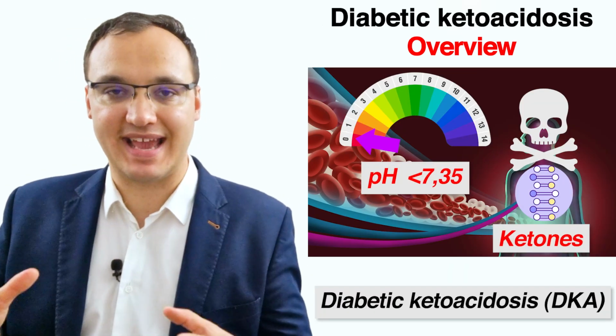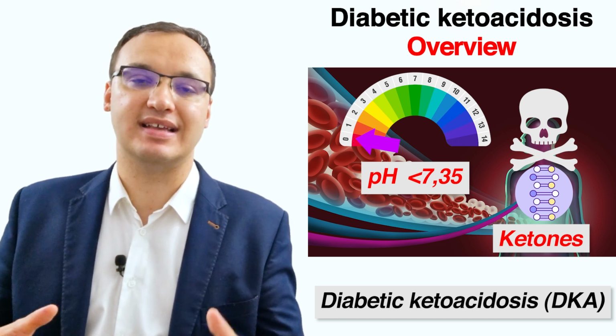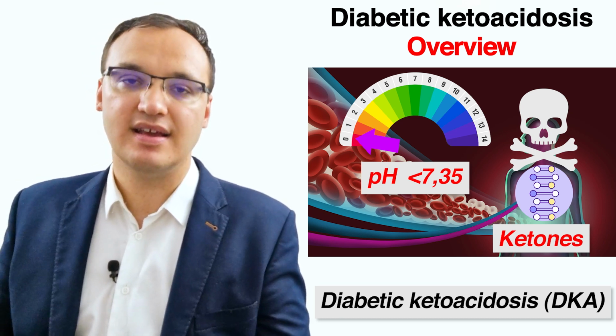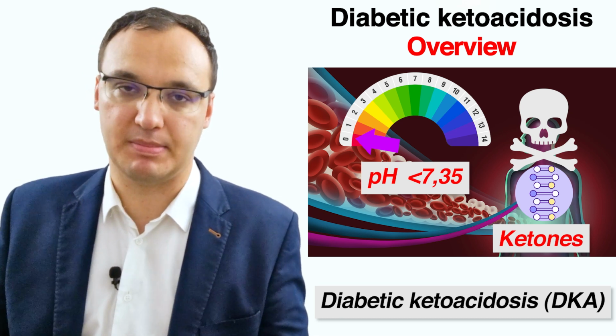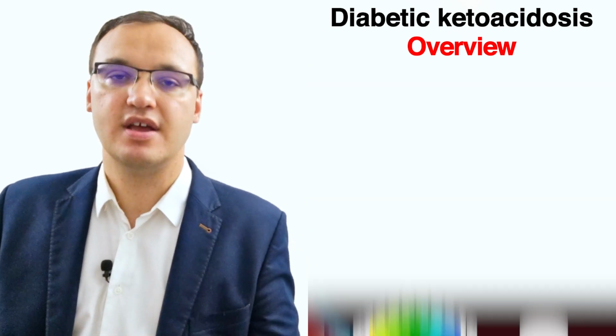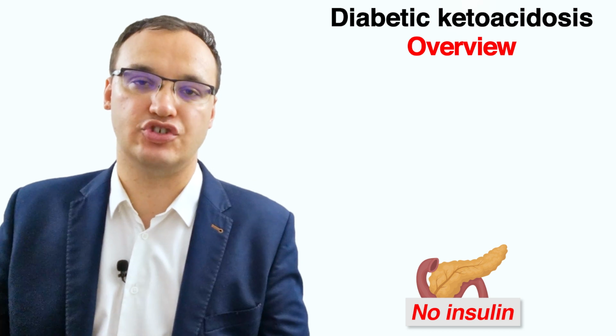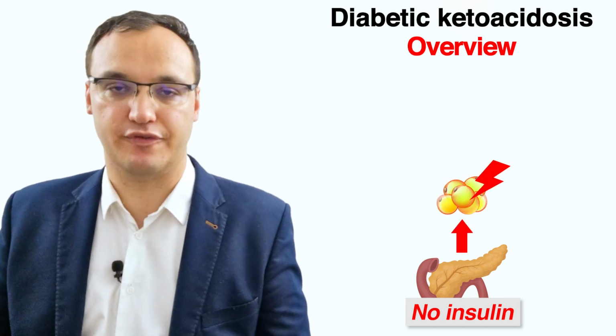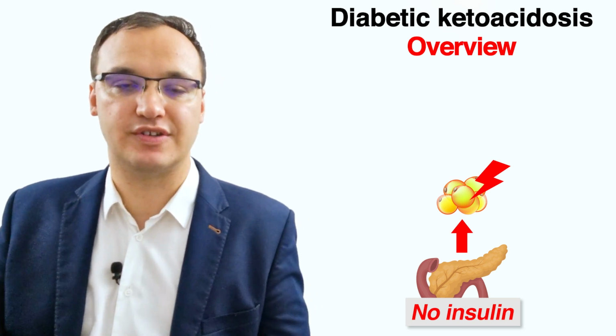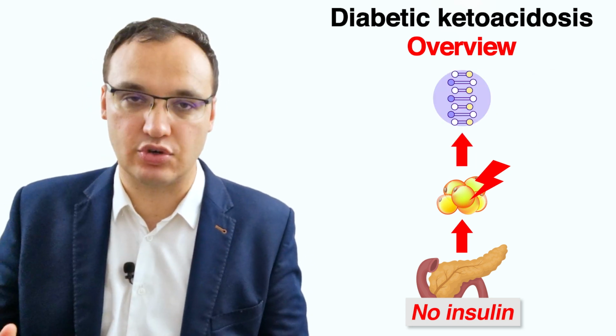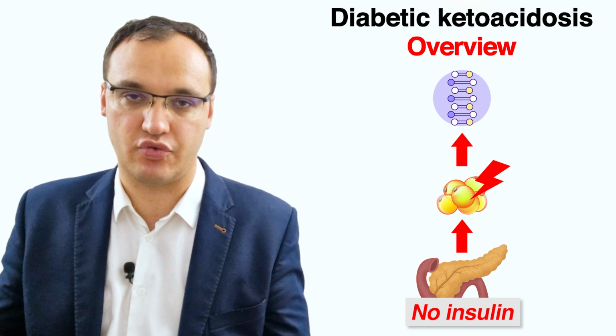So diabetic ketoacidosis, also abbreviated as DKA, is a life-threatening problem that affects people with diabetes. In this condition, the body cannot use glucose for energy since there is not enough insulin, so it then uses fat for fuel. And when the body uses fat for energy, chemicals called ketones are released into the bloodstream.